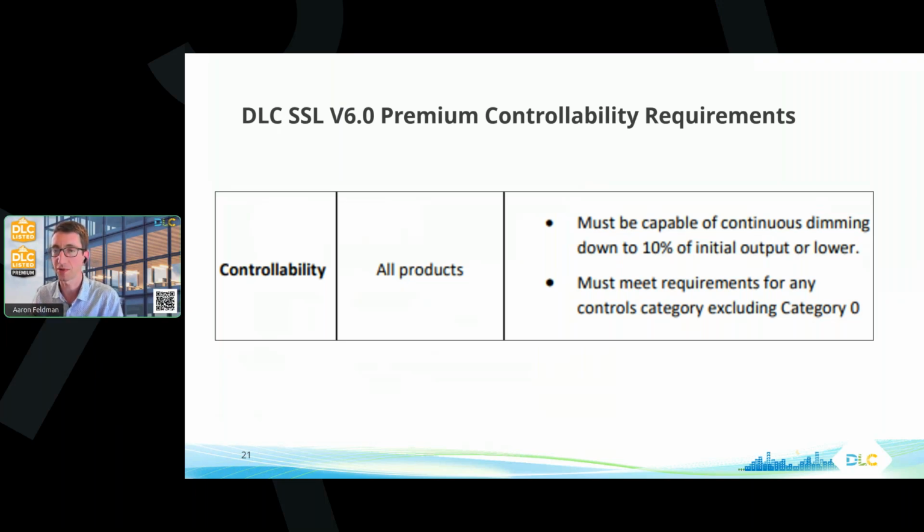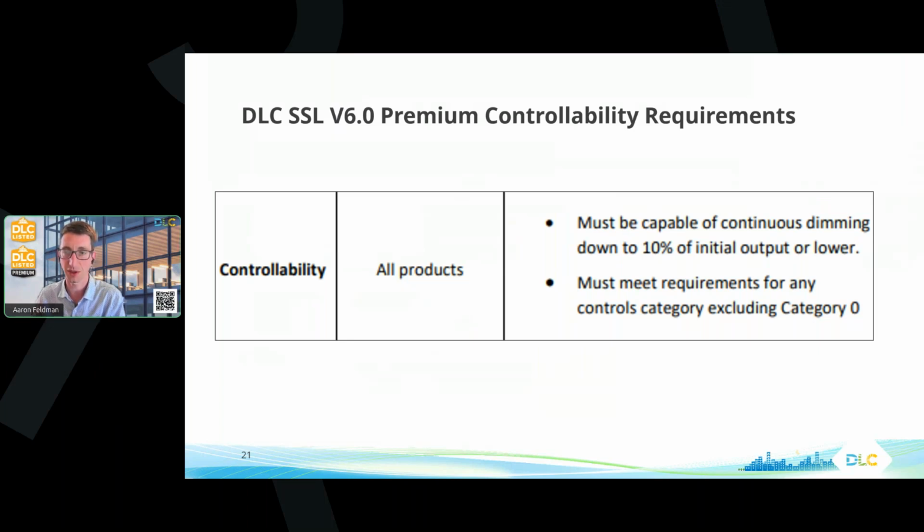Just jumping back to the requirements here, this is the small note on controllability. It has two sub-bullets, but they mean a lot. The first one is being capable of continuously dimming to 10% of initial output or lower, relatively straightforward. And the second bullet is that it must meet controls categories excluding category 0.